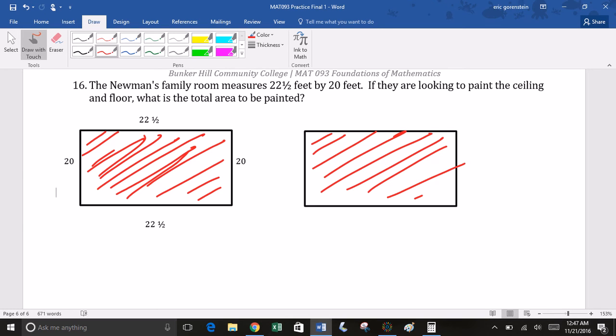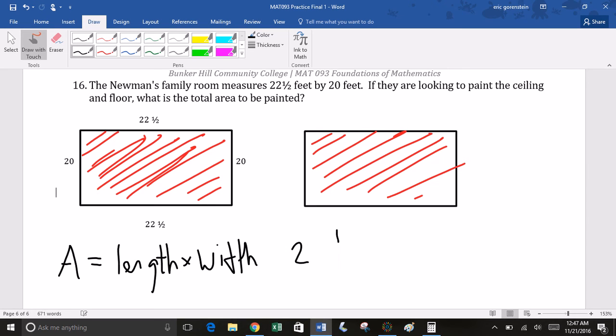So formula for area, and in the case of a rectangle, area equals length times width. Okay, so in this case, the length and the width, so we have 22.5 by 20. Okay, so that'll give us the area, let's say, of just the floor. Whatever we get for this answer, we will double it because there's the floor and the ceiling.